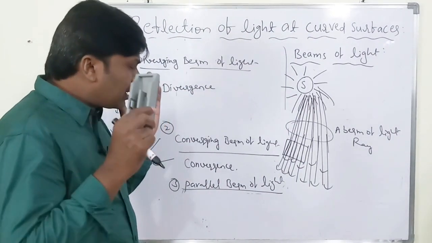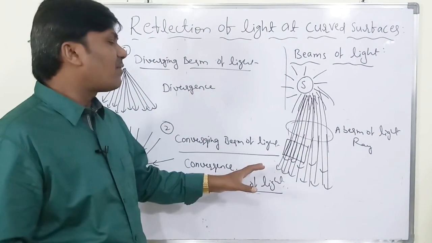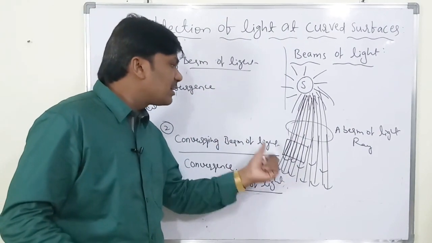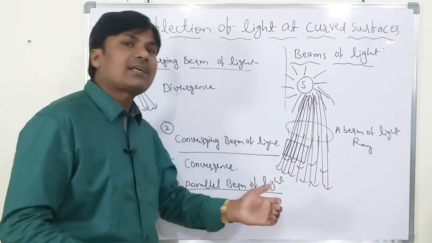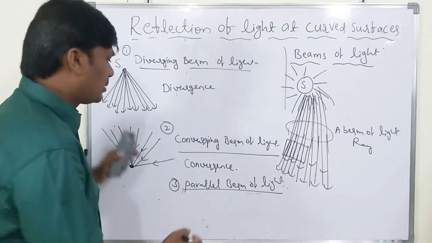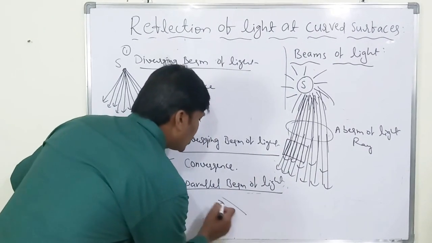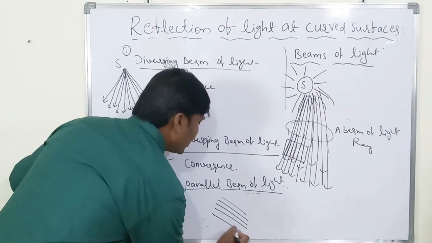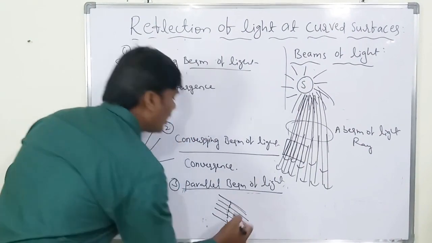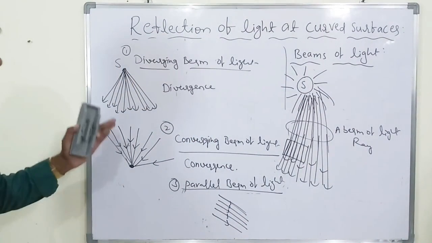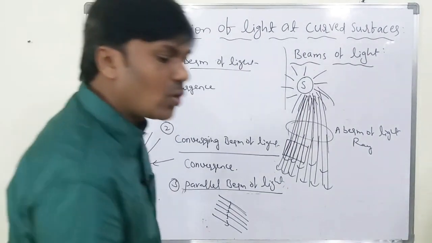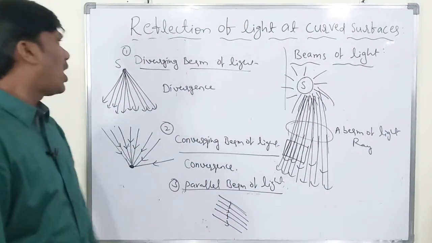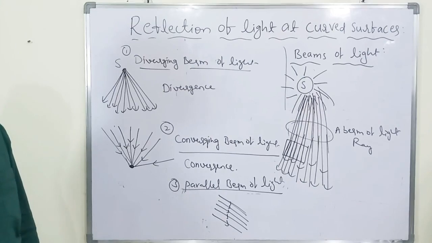But we can understand the parallel beam of light as the beam of light in which all the different light rays are parallel to each other. All of them are parallel to each other. This type of beam of light is called a parallel beam of light. So this is the discussion about different types of beams of light.